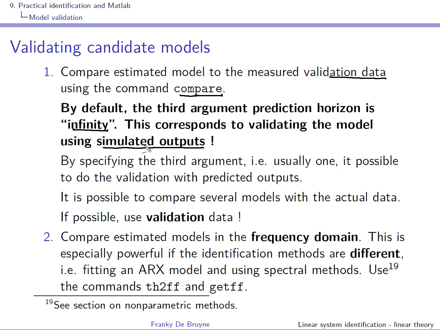This is an error that is very often made in the system identification assignment, where we have a tendency of wanting to validate a model in prediction. So we have to use this third argument. As we have said before, it's always a good idea to compare different models in the frequency domain. So you fit an ARX model, you look at the frequency response, and you can compare this with a frequency response that has been obtained directly from spectral methods.